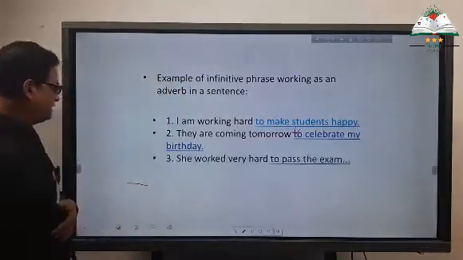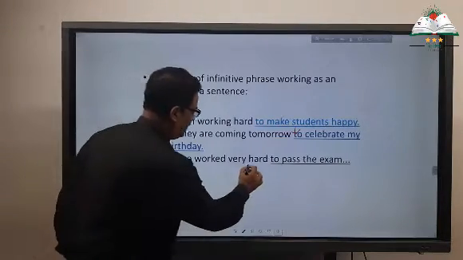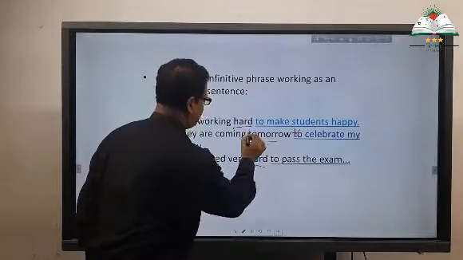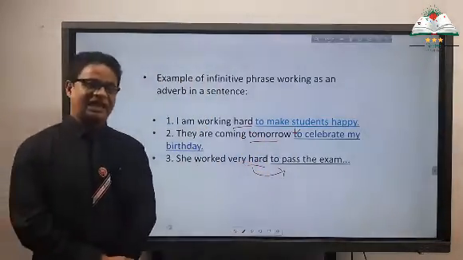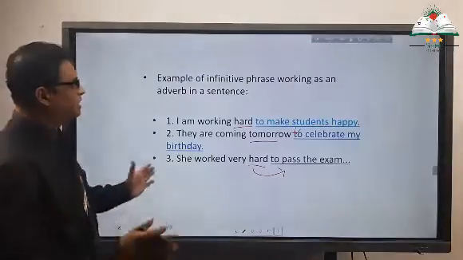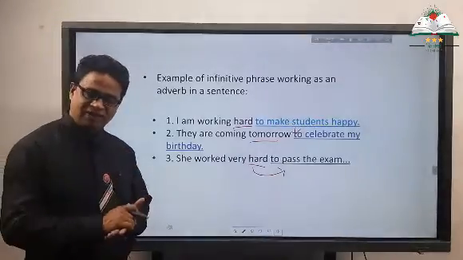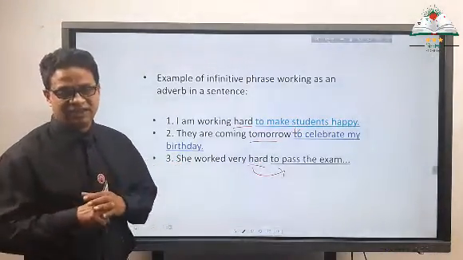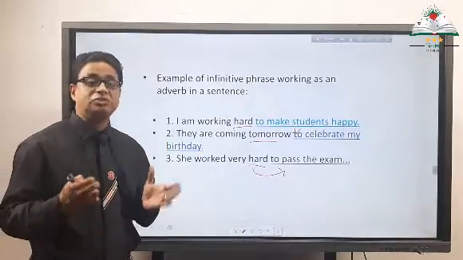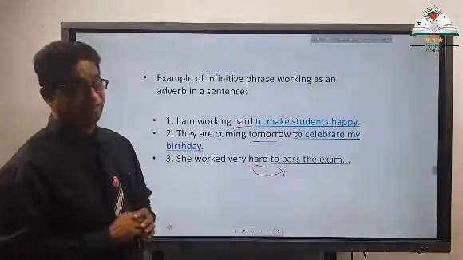The next example is: she worked very hard to pass the exam. Here also, after the verb we are getting an infinitive phrase as an adverb. So it becomes clear to all of you that the structure of an infinitive is to plus main verb. When some other words are added with the infinitive, then it becomes an infinitive phrase. Infinitive phrases are always used as post modifiers of noun, adverb and verb also.